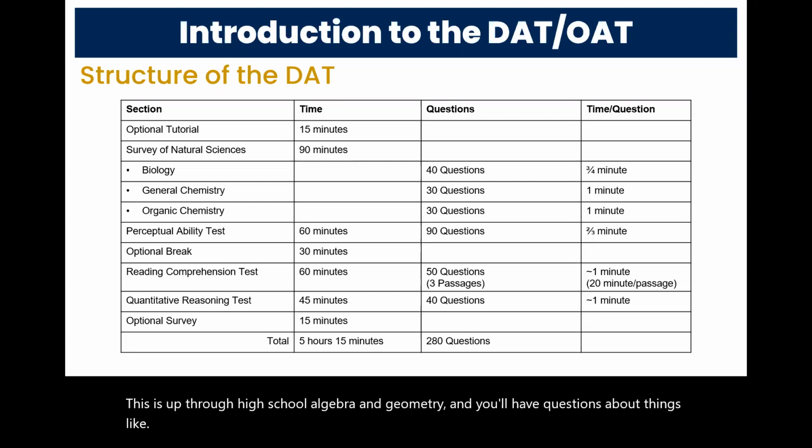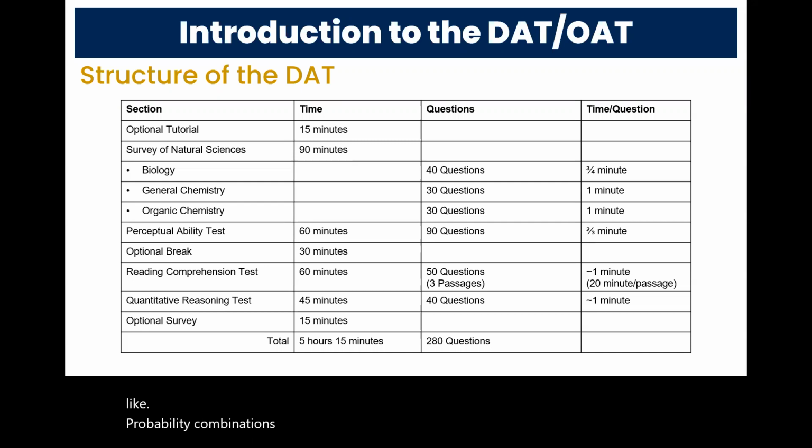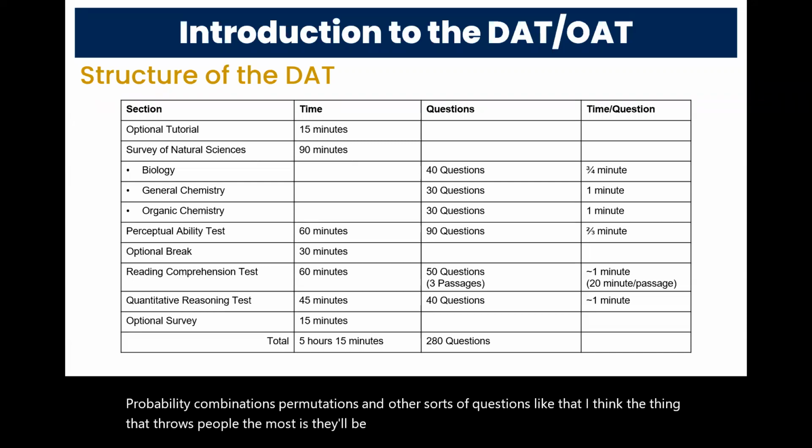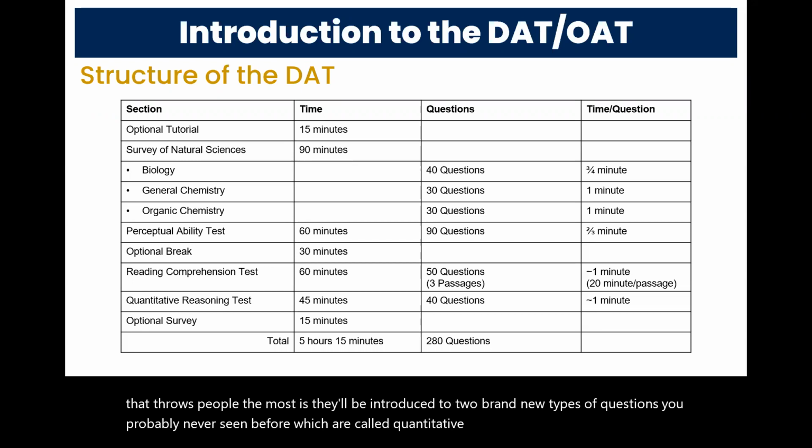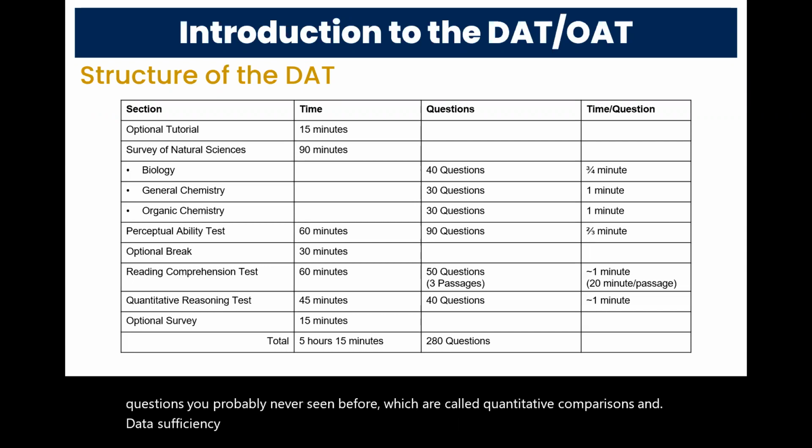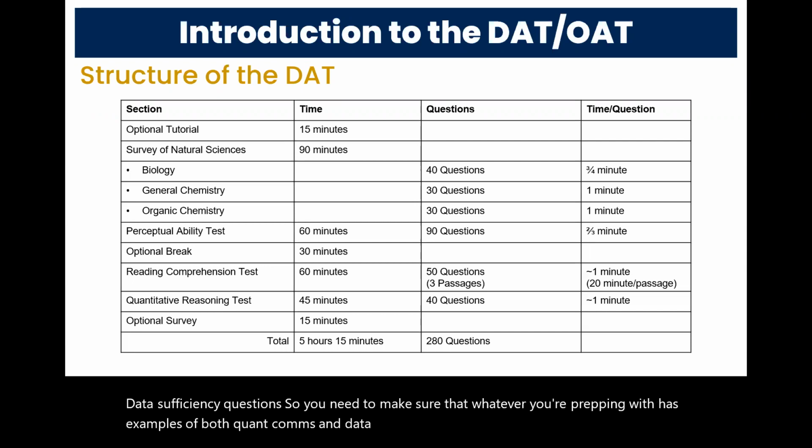This is up through high school algebra and geometry, and you'll have questions about things like probability, combinations, permutations, and other sorts of questions like that. I think the thing that throws people the most is they'll be introduced to two brand new types of questions you've probably never seen before, which are called quantitative comparisons and data sufficiency questions. So you need to make sure that whatever you're prepping with has examples of both quant comps and data sufficiency questions so that you're well prepared for them.